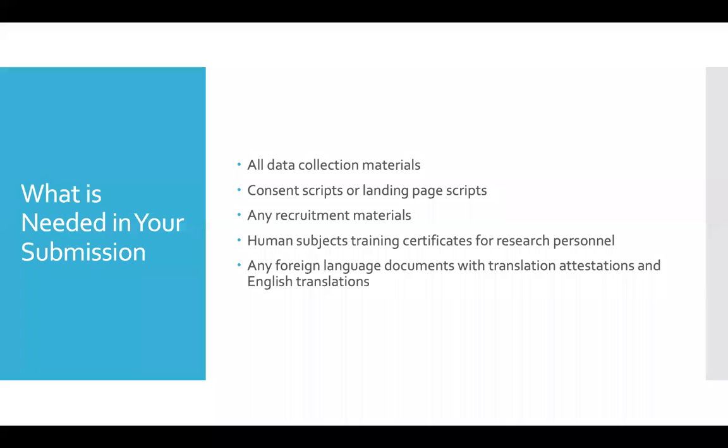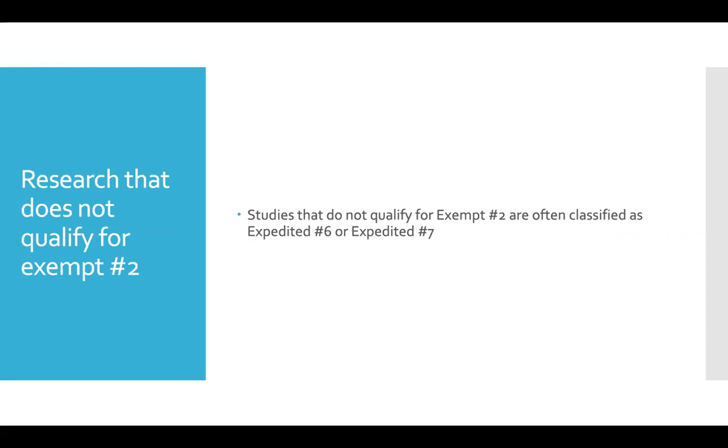What we need in your submission, the standard items: all data collection materials, consent scripts, sometimes referred to as the landing page script, recruitment materials that you may be using, human subjects training certificates for the principal investigator and all research personnel. And if a foreign language is involved, we need all the foreign language documents that will be used with translation attestations, and English translations if we don't have those because you're also using English documents in your research. If your study does not qualify for exempt category 2, these studies generally are then classified as expedited category 6 or expedited category 7.